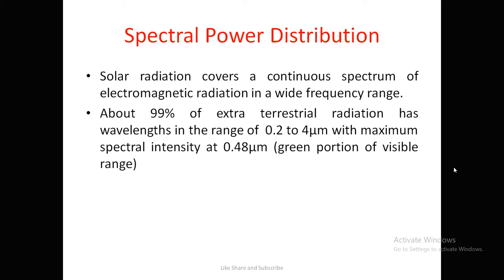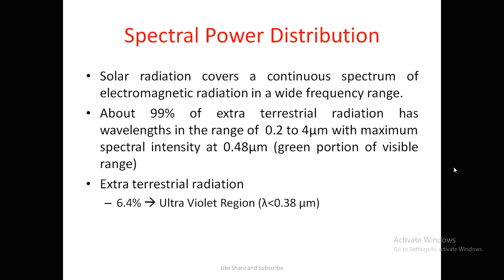So this is the wavelength range, and we will see it in a clear picture also, no problem. With maximum spectral intensity at 0.48 micrometer, it is ranging from 0.2 to 4 micrometer, and the maximum value will be at 0.48 micrometer. That is obviously the green portion of the visible range. Let us see the next point, and all these points will be explained by using a diagram, where we can discuss more. So what is extraterrestrial radiation and how will it be?